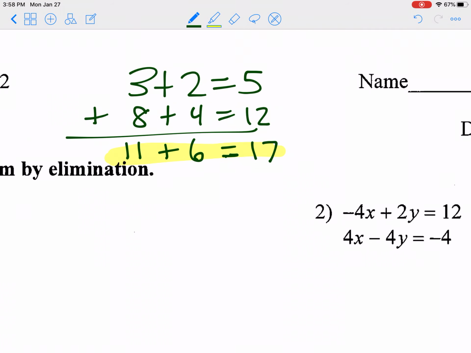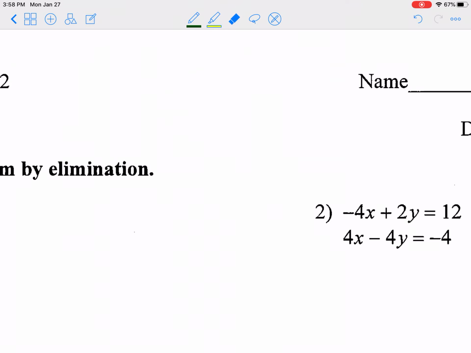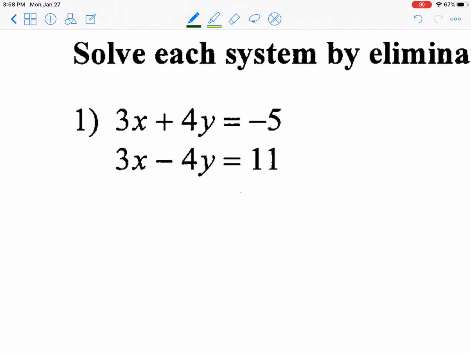It's also true that if I were to take that first equation, 3 plus 2 equals 5, and multiply every single term by -1, I still have a true equation. Right? So there's a lot of really cool things we can do with equations, and we're going to use some of those characteristics to solve here.